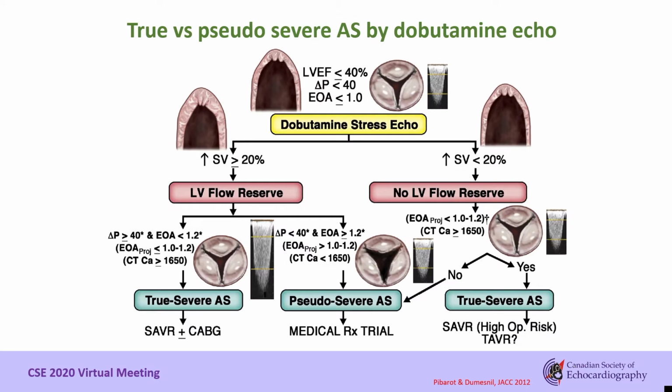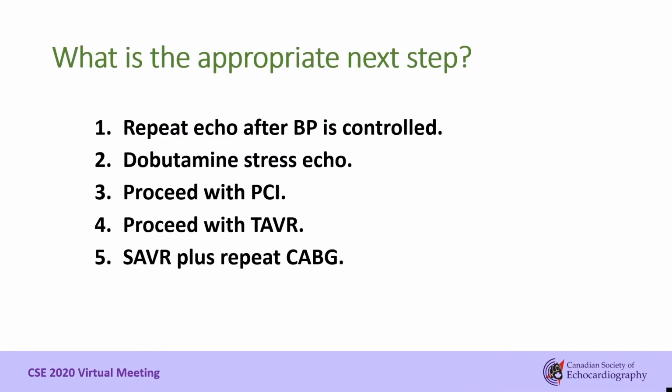The use of dobutamine stress echo is mainly to differentiate true from pseudo-severe AS in patients with low transvalvular gradient and low EF. This test is clearly not relevant in our patient with normal EF and high gradient. So what should we do then? I think our decision was to proceed with angioplasty and at the same time try to get better control of her blood pressure.